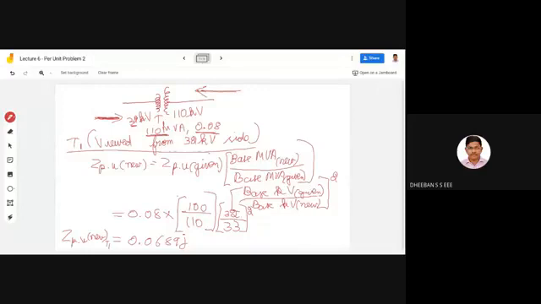Z per unit is the common value that the electrical equipment is carrying in the power system network. Whatever it may be, whether you are viewing it from the primary or the secondary, Z per unit is calculated for the electrical equipment. So even if you're viewing from a primary, it will be the same value, and even if you are viewing from a secondary, it will be the same value. I hope you are clear.